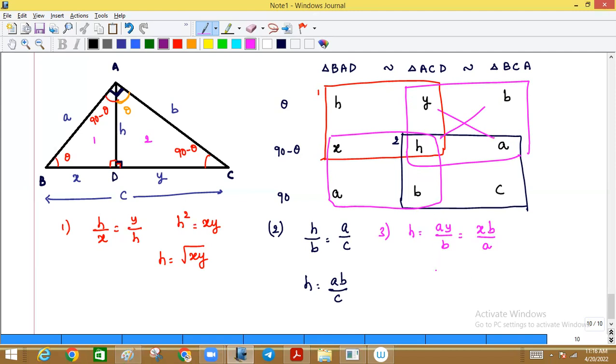Now you tell me A square by B square is equal to X by Y. If you remember, X is to Y will always be what? A square is to B square. This is your third formula. Right?